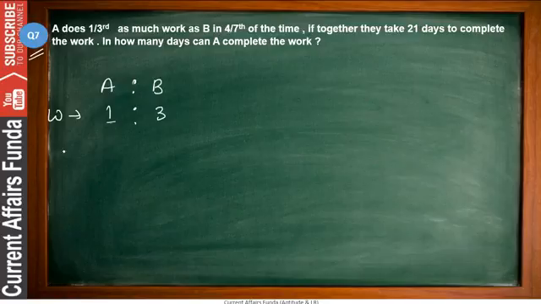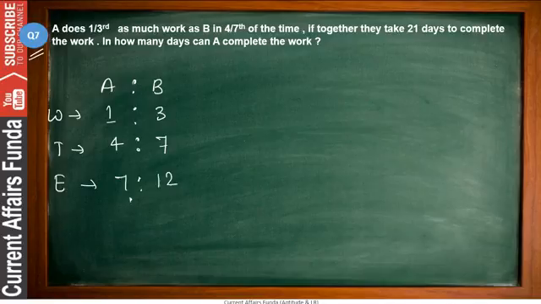Okay, and friends, what will be the time they are taking, time that is 4/7. B is taking 7 and A is taking 4 in the ratio. Okay, so what will be the efficiency? Cross multiply: 7 into 1, it will be 7 here, and 4 into 3 it will be 12. Okay, so what will be the combined efficiency of A and B? It will be 12 plus 7, that is 19.